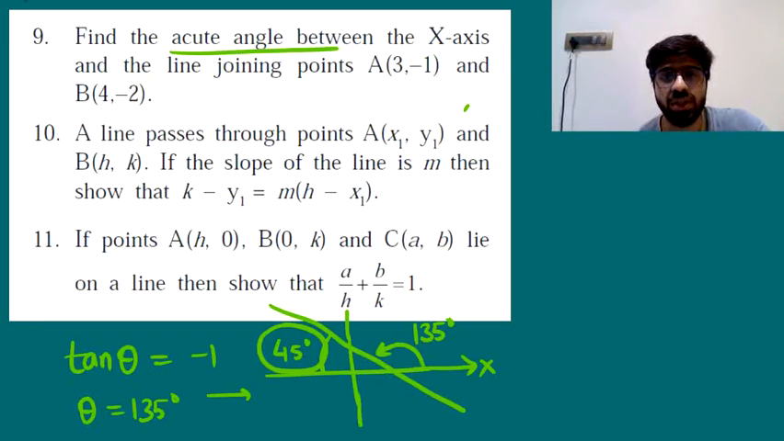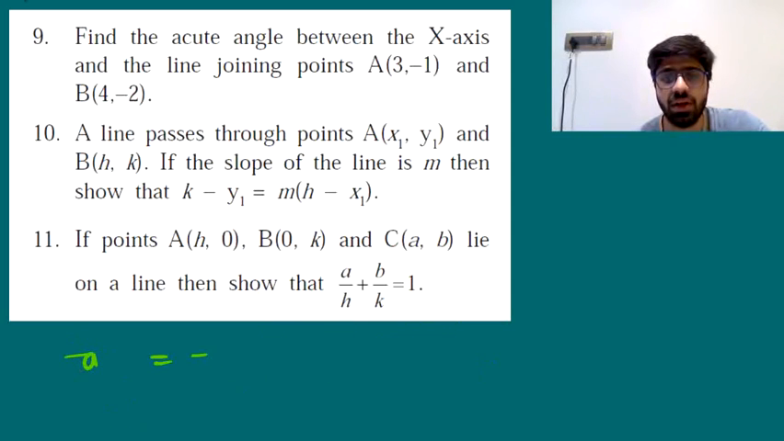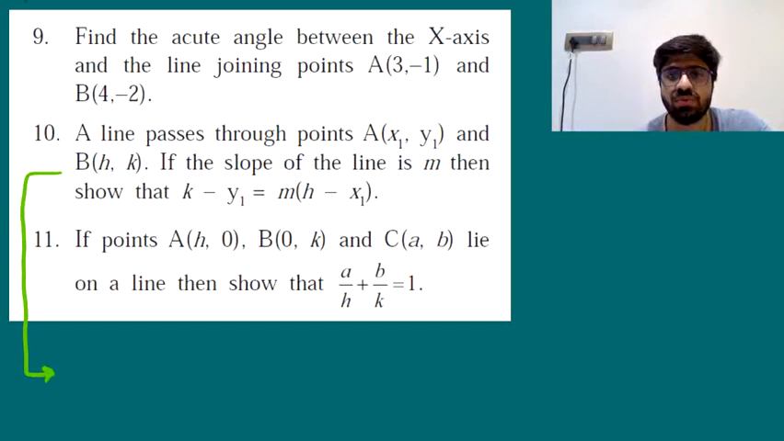Going ahead with the 10th question, they are telling us that a line is passing through the points A, which is (x1, y1), and B, which is (h, k). If the slope of the line is m, then show that k minus y1 would be m into (h minus x1).